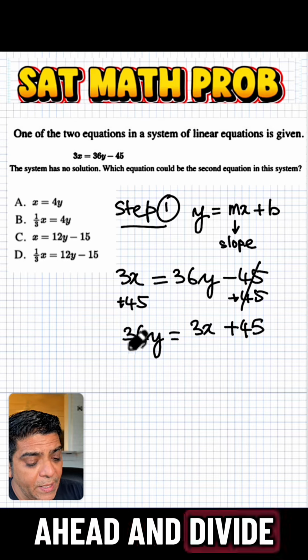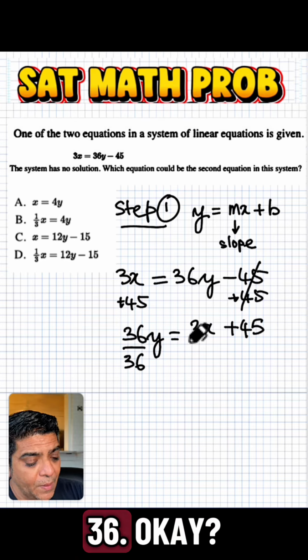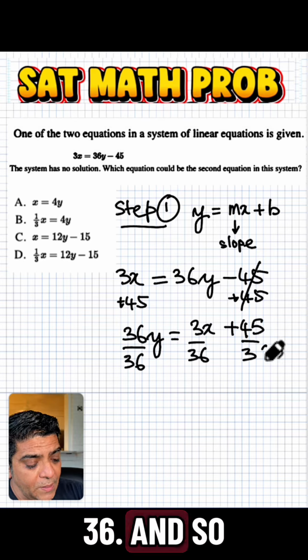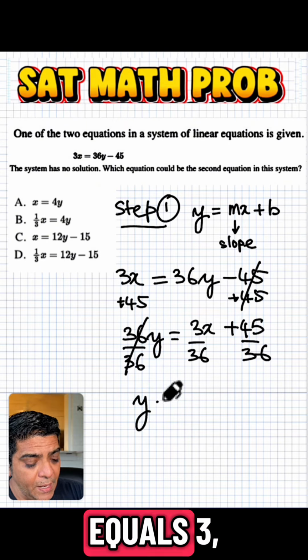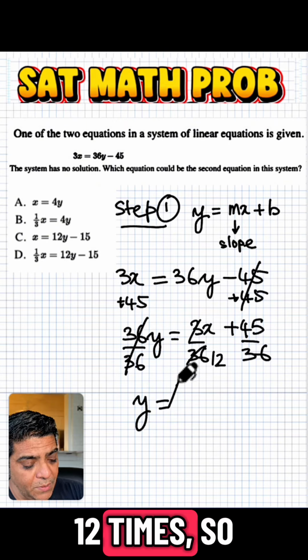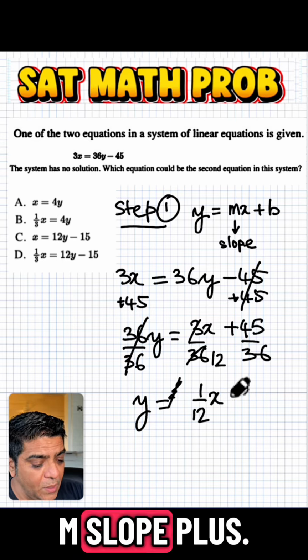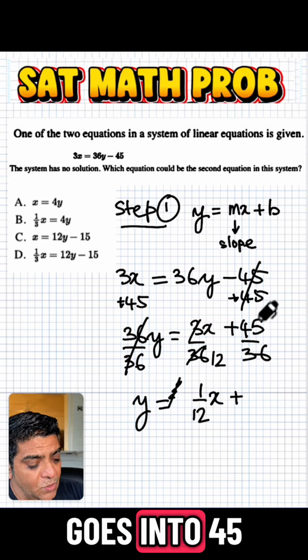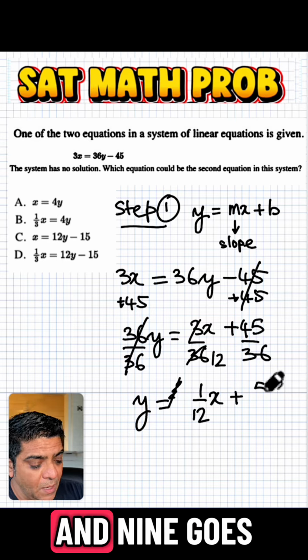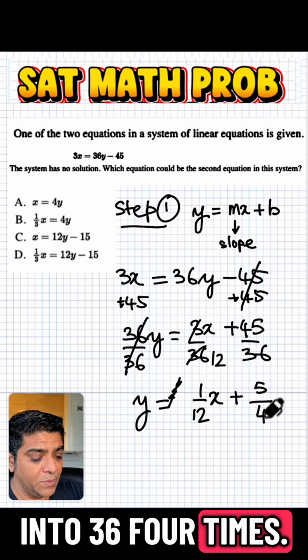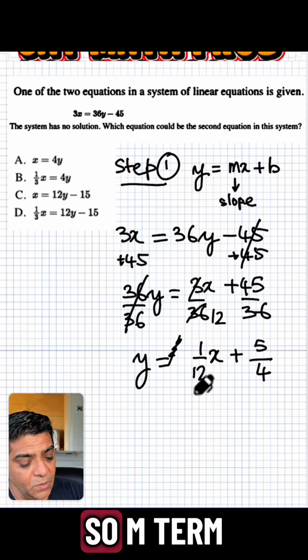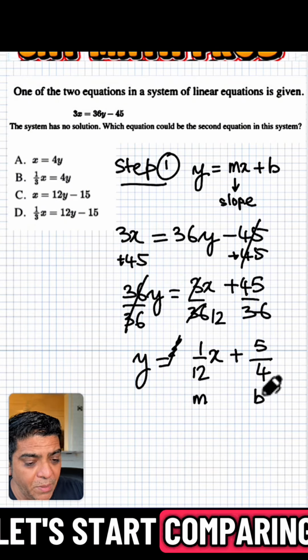Now let's go ahead and divide both sides by 36. That will give us y equals, 3 goes into 36 12 times, so 1/12 x, that's the m slope, plus, 9 goes into 45 5 times, and 9 goes into 36 4 times. So that's the b term. Okay, so m term and b term. Let's start comparing our answers.